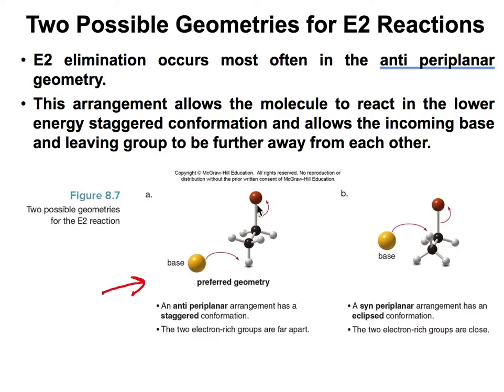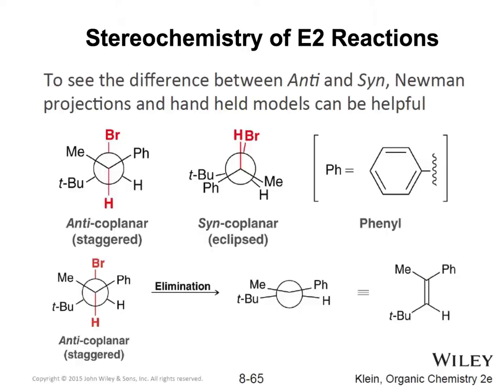They have to be in the same plane and the base has to come from 180 degrees apart from where that leaving group is. Here I'm showing it to you with a Newman projection. I'm trying to give you as many different perspectives for you to understand what's happening here. So here we have the leaving group and the hydrogen, so that's the beta hydrogen that is the one that is going to be taken away.